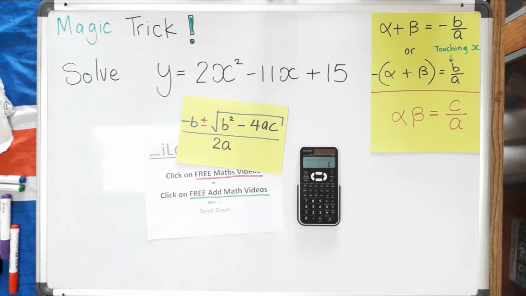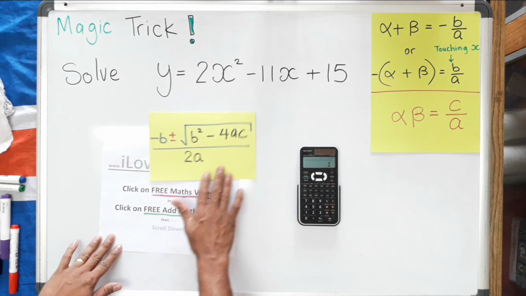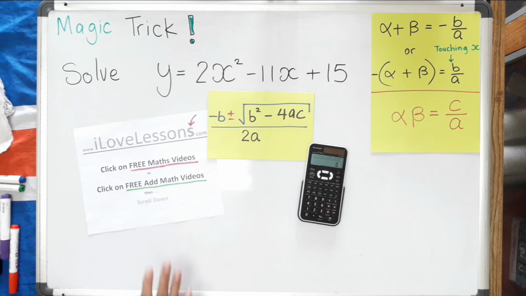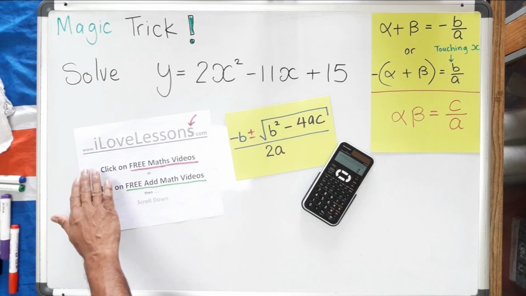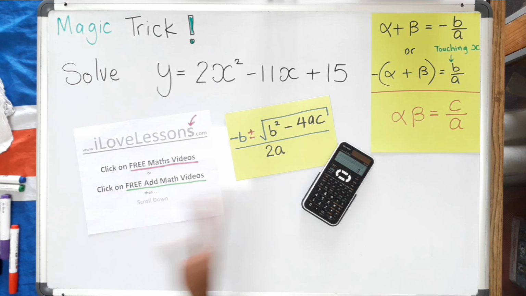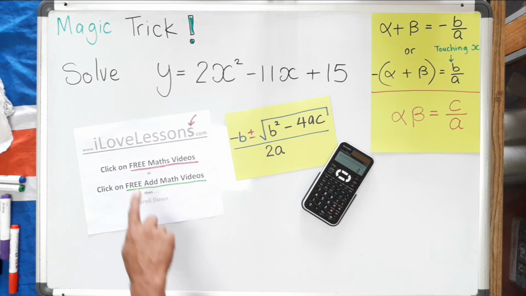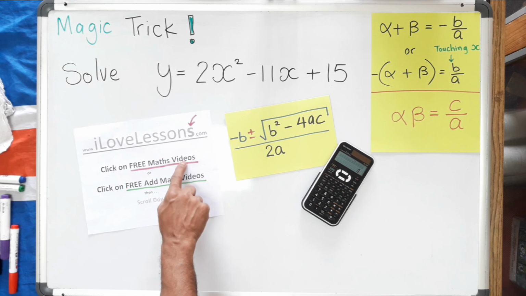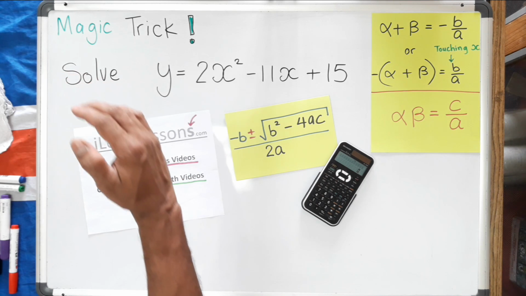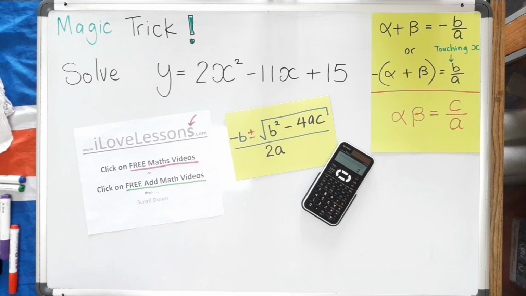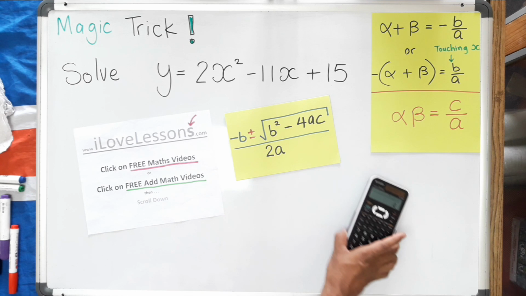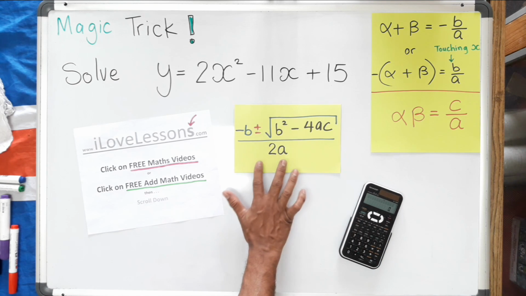Now, in case you cannot use the quadratic formula to solve a quadratic equation, to find a video on this is very easy. All you have to do is go to my website www.ilovelessons.com. You need to click on free maths videos. It's on the menu bar and scroll down. You should see a blue button with quadratics written on it. Click on the blue button and then look for video 23. That video will show you how to solve a quadratic using this formula.